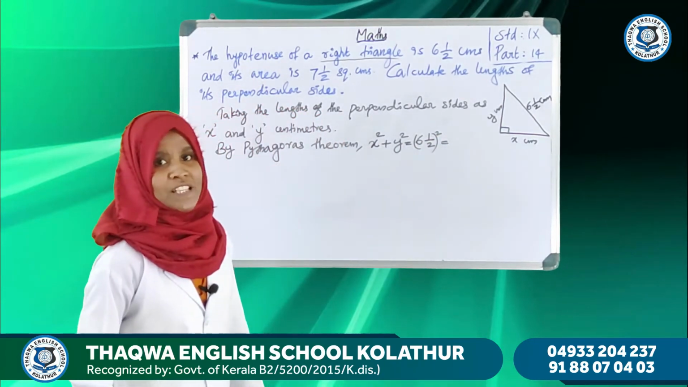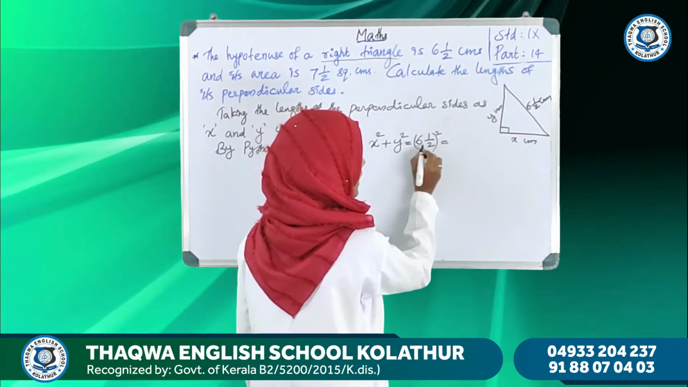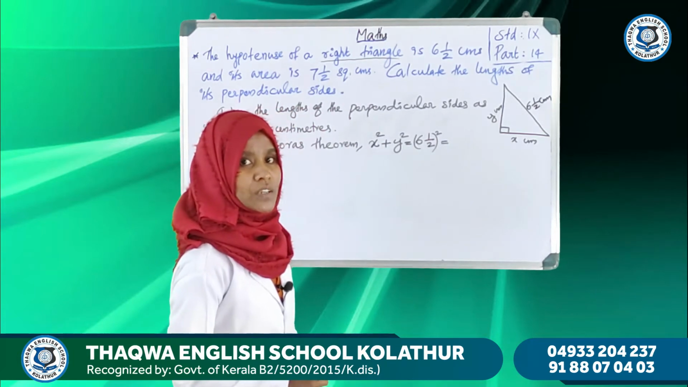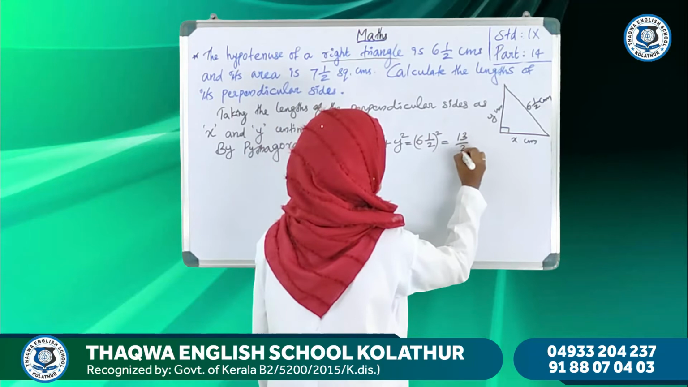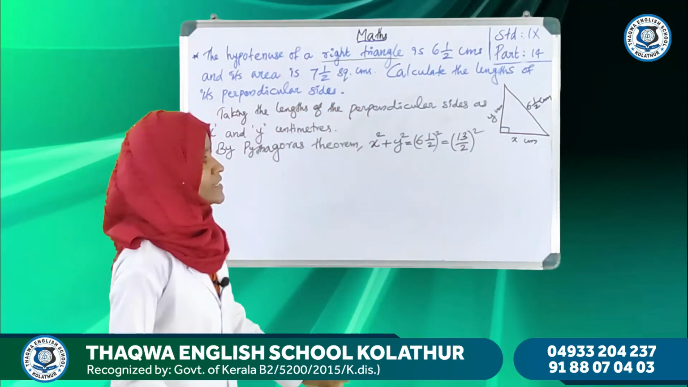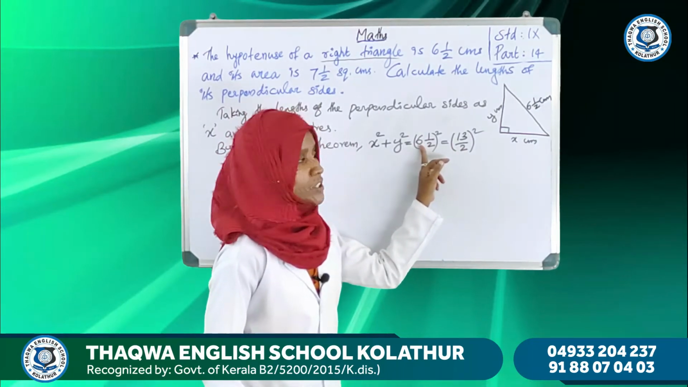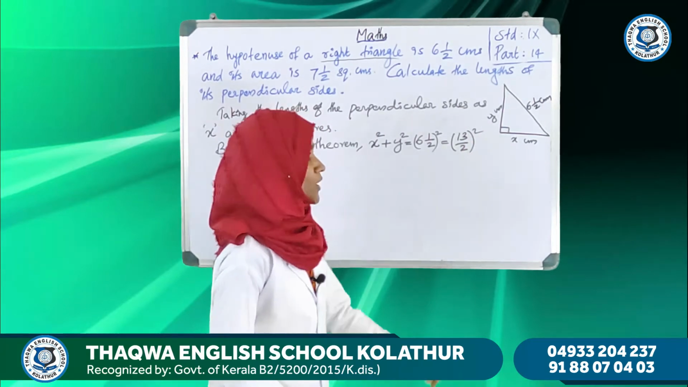What is the square of 6 1/2? 6 1/2 can be written as 6 into 2, 12, 12 plus 1, 13, so 13/2. That is (13/2) whole square. So x square plus y square is (13/2) whole square.